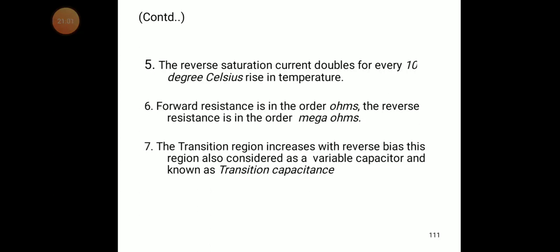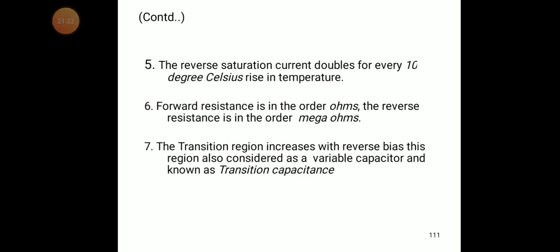Forward resistance is in the order of ohms, and the reverse resistance is in the order of mega ohms. The meaning is, in the forward bias, the device offers resistance in ohms, and in the reverse bias, it offers a resistance value in the order of mega ohms.